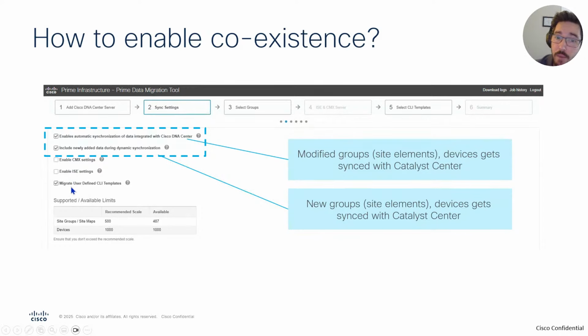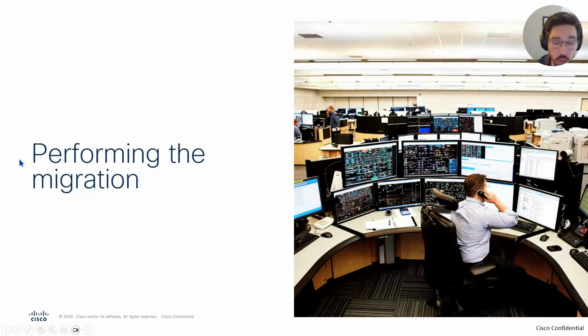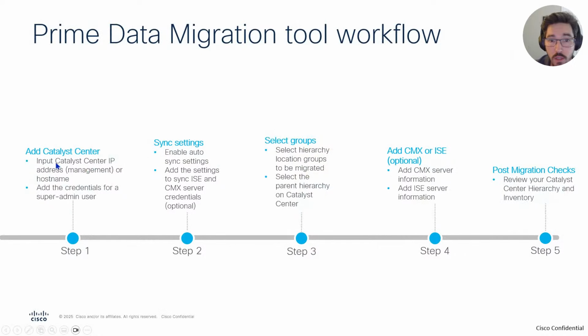And then we have migrate user-defined CLI templates. So again, this will go over to the CLI templates tab within Catalyst Center. Anything you created here will show up in Catalyst Center after the migration. And to perform the migration, first, again, we add Catalyst Center IP, we put the username in, we enable auto sync if desired, and we check ICE and CMX.